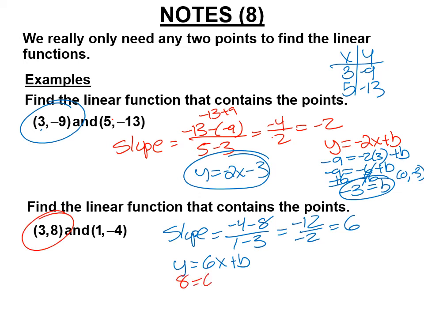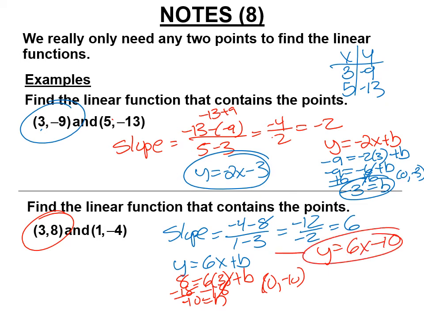8 equals 6 times 3 plus b. 6 times 3 is 18, so I'm going to subtract 18 from both sides. Get negative 10 is b, so the y-intercept is 0. Let's not be so quick. 0, negative 10. And the function is y equals 6x minus 10. There's only one linear function that passes through both those points. There is no other one.